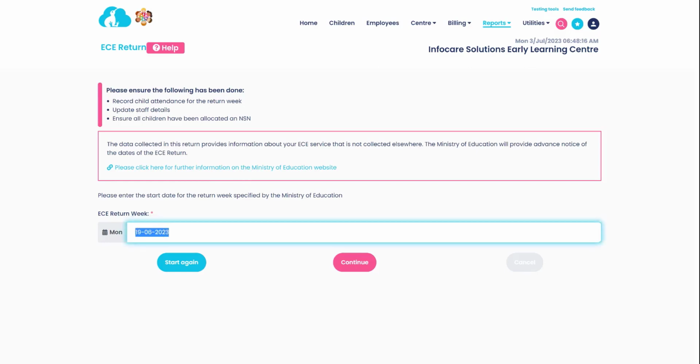By default, the date will always be the census week. Please don't alter this. That is quite crucial. This is the date that the Ministry wished to capture.